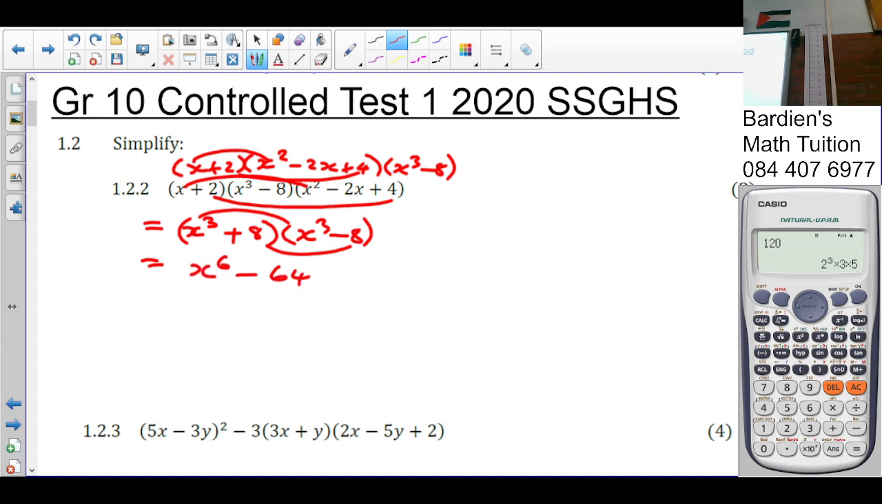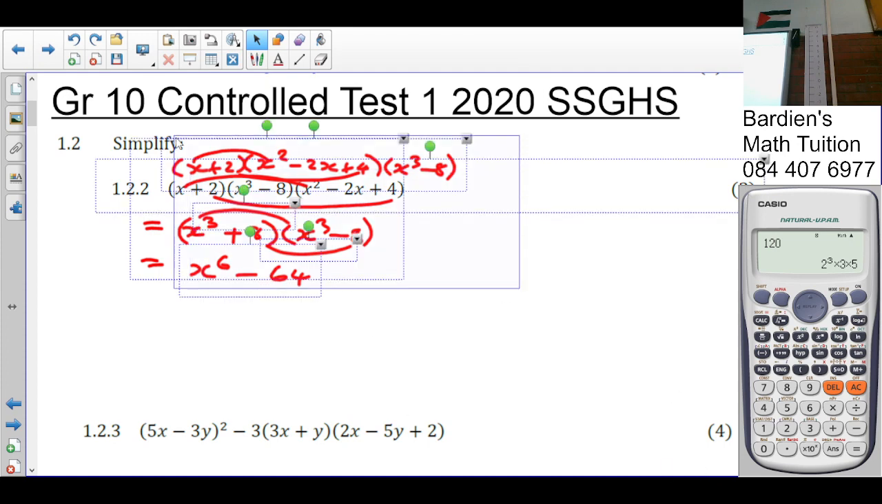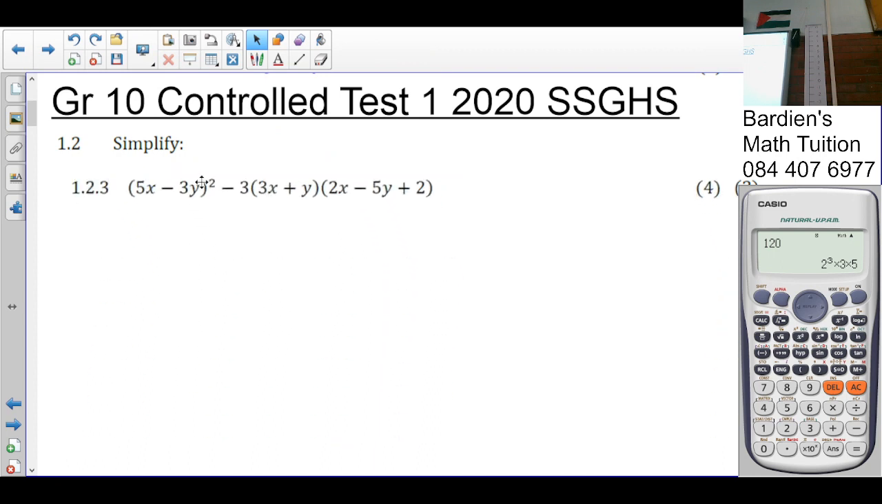Now if you didn't know the rules, you are going to multiply and multiply and multiply. And if you had made no mistake, you should come to an answer of x to the 6 minus 64. It is going to be easier and better for you if you knew the rules. But if you didn't, no problem. It's just going to be a longer sum for you to get that maximum mark.